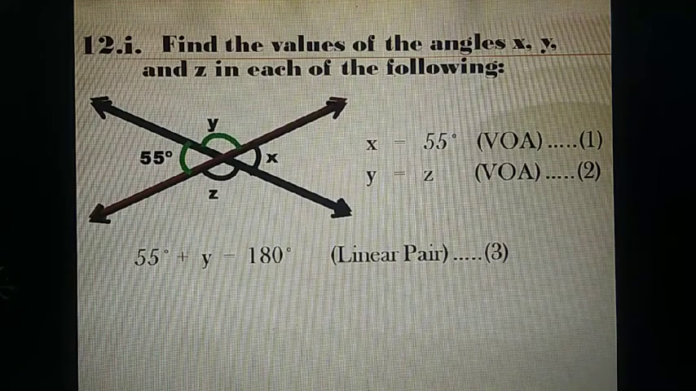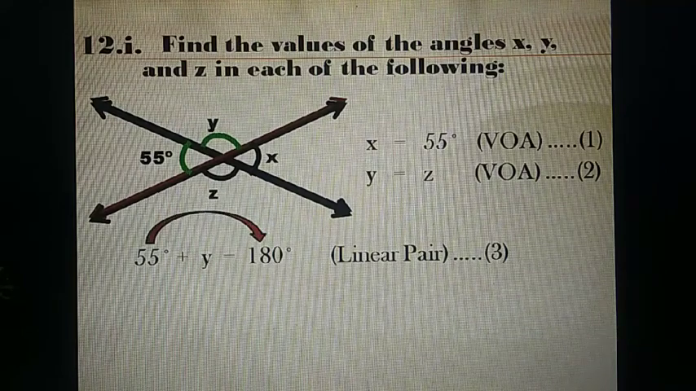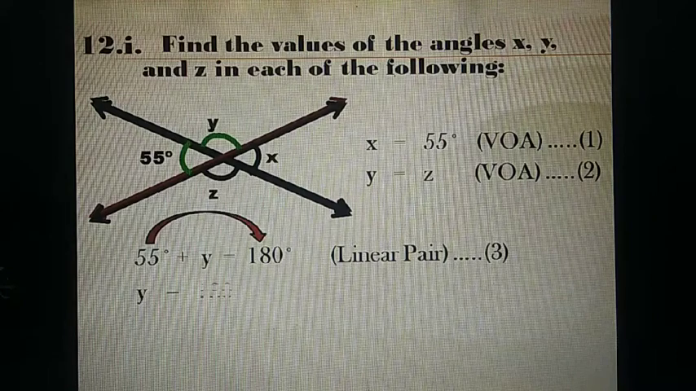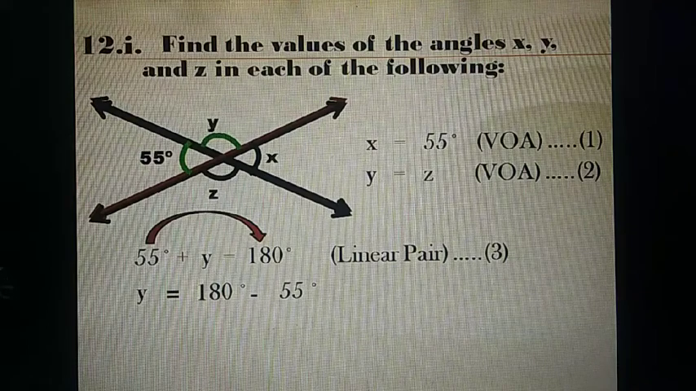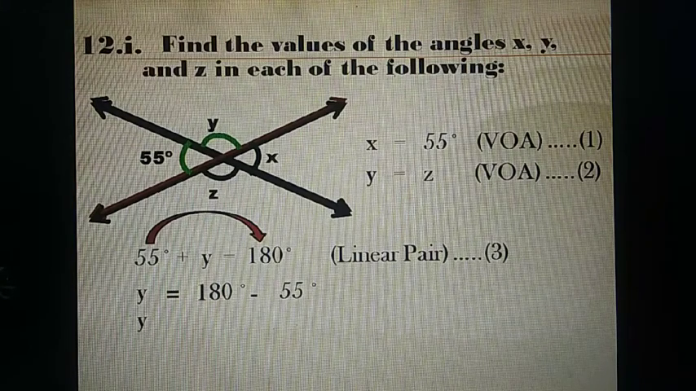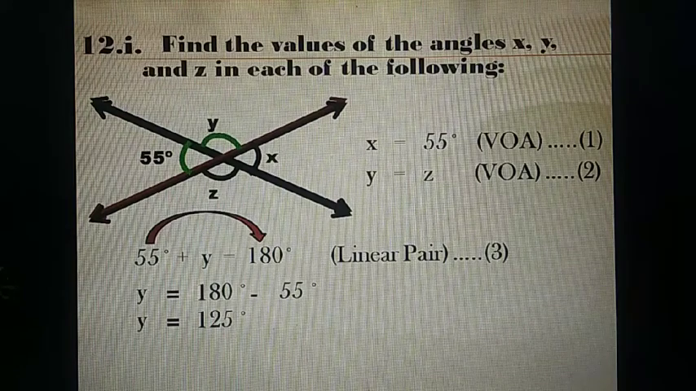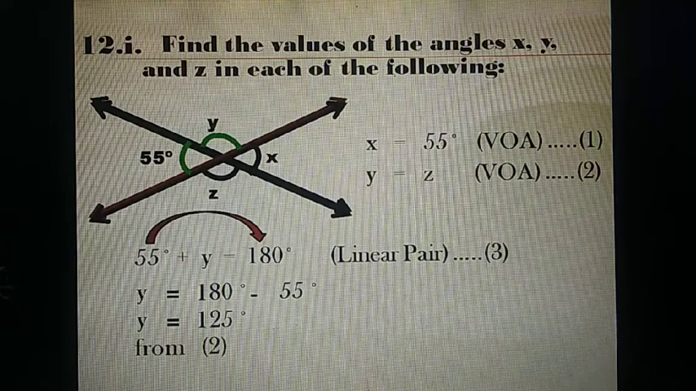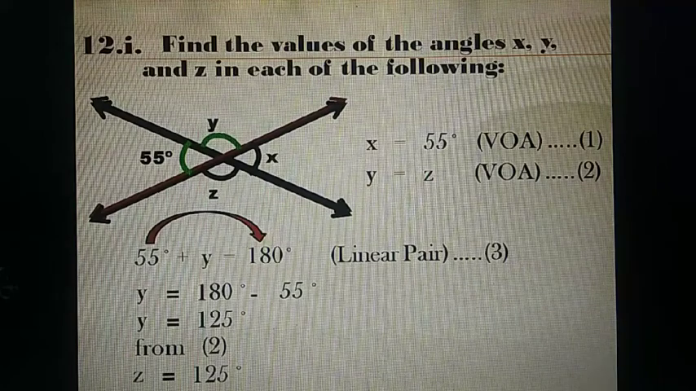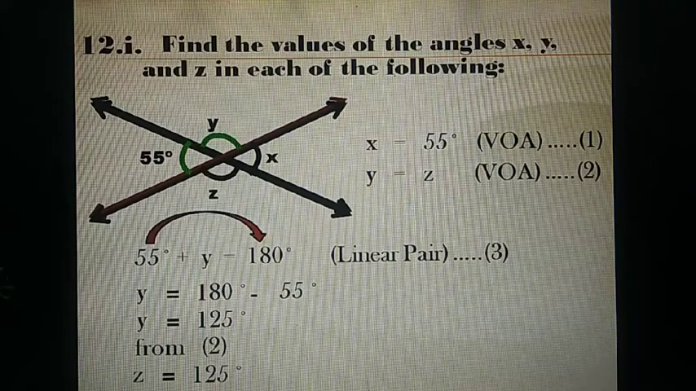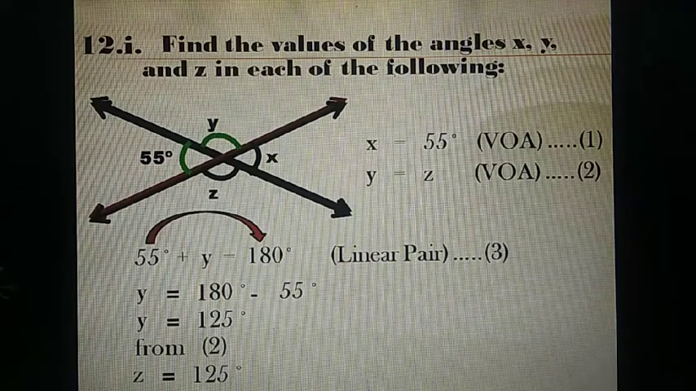As they are forming a linear pair, the sum will be equal to 180 degrees. Shifting 55 degrees to the right hand side, you will get the value of y. Shifting means positive will become negative now. Solve the right hand side. Value is 125 degrees. Now as the value of y is 125 degrees, from equation 2 we can say z is also 125 degrees. So yes, now the values of x, y and z are solved.